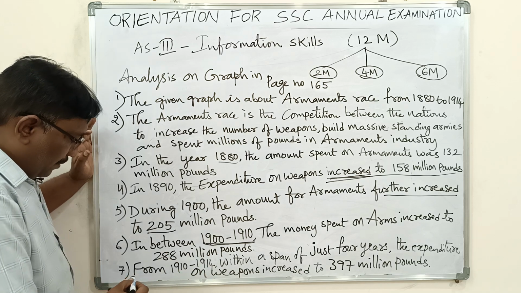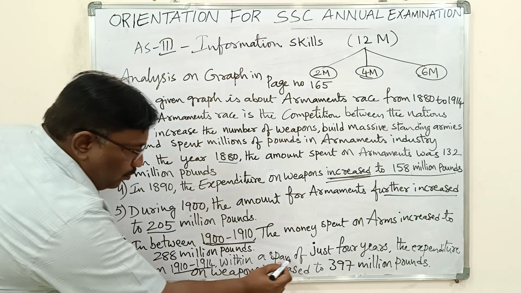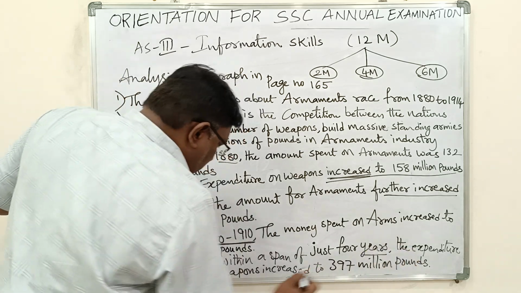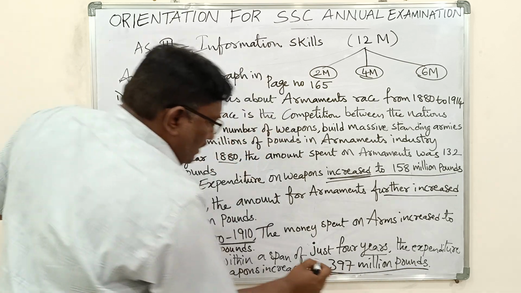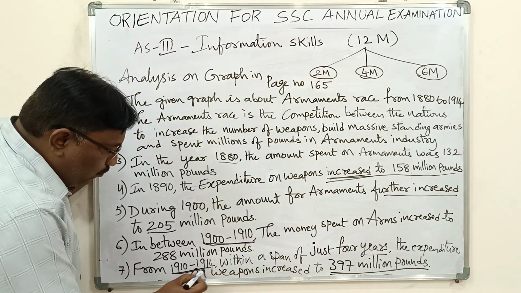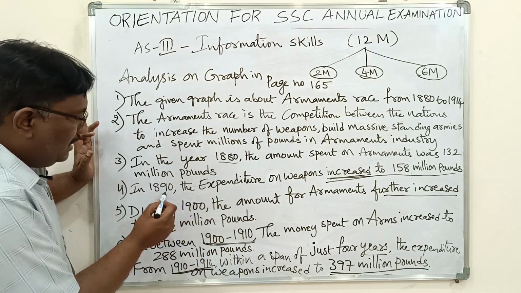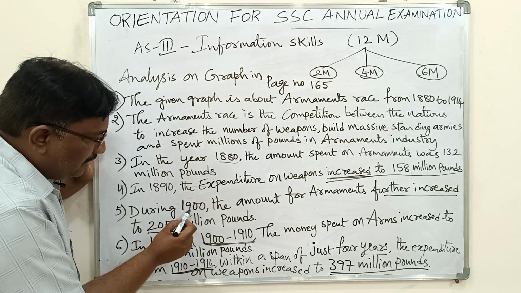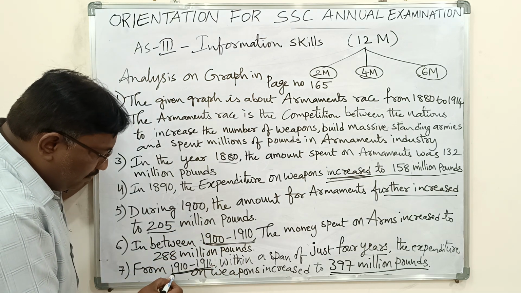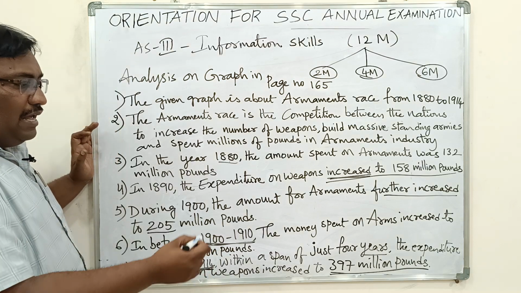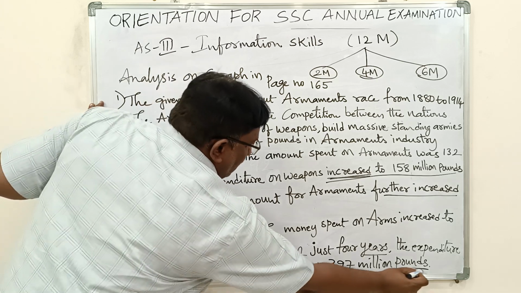pounds. Next, from 1910 to 1914, within just 4 years, the expenditure on the weapons increased to 397 million pounds. So we can see the difference: everywhere it is 10 years, 1880 to 1890, 1890 to 1900, 1900 to 1910. But coming to the last point, within the span of just 4 years, the expenditure on the weapons increased to 397 million pounds.